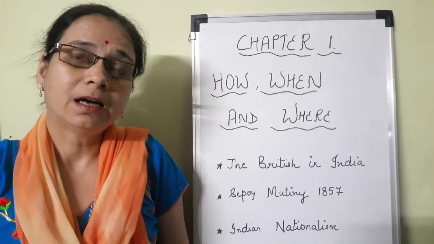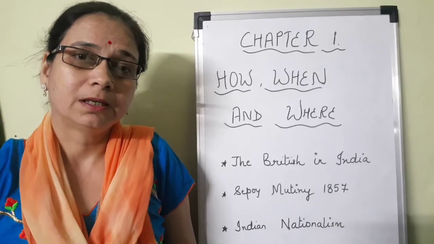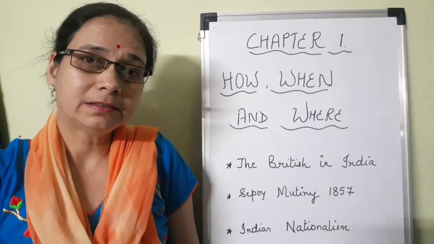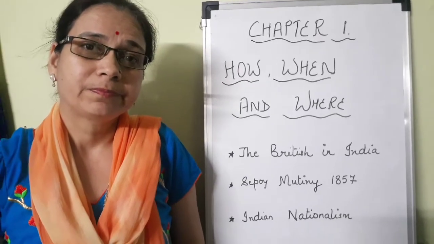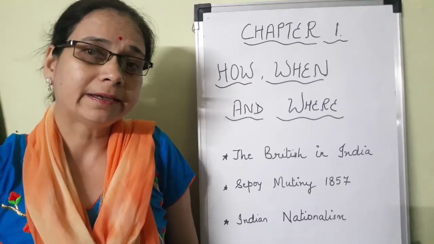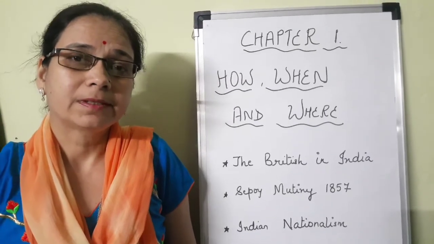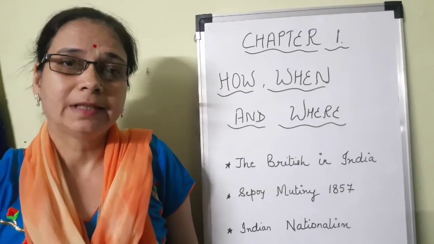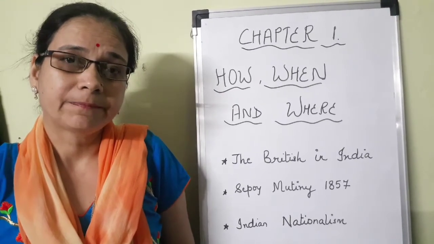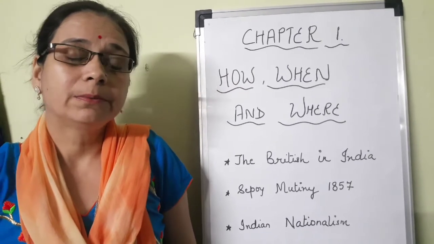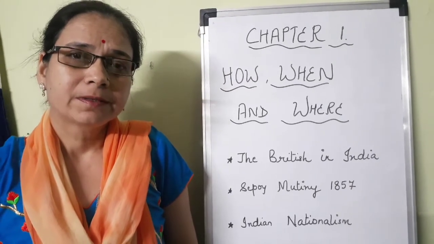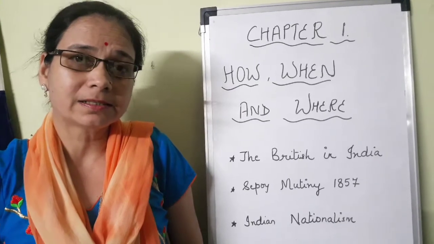We studied how the history was divided according to Mill, according to the historians. And we studied the importance of dates too. Then we studied the different social evils which were there in the Indian society. And we also studied that Indian society was divided into parts. The last were the untouchables, and on top were the Brahmins. So that is all we studied in our last class.